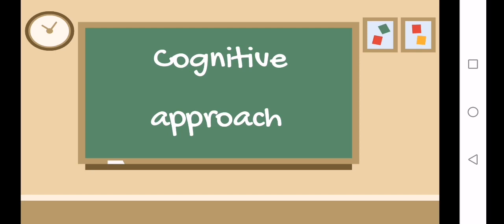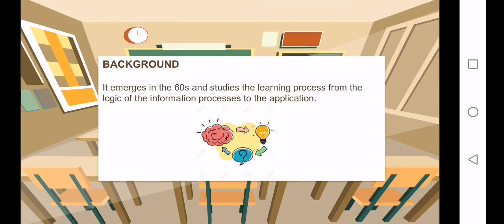And we have a cognitive approach. Background. It emerged in the 60s and studies the learning process from the logic of the information process to the application. And the term cognitive refers to the internal intellectual activities such as perception and interpretation of thoughts.